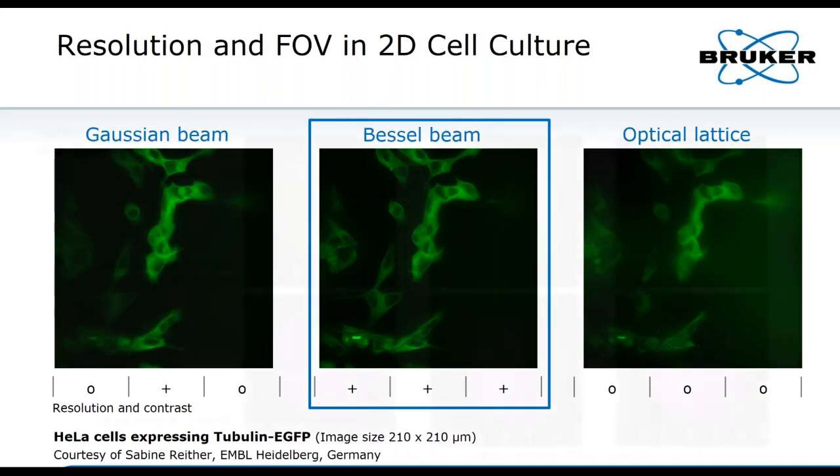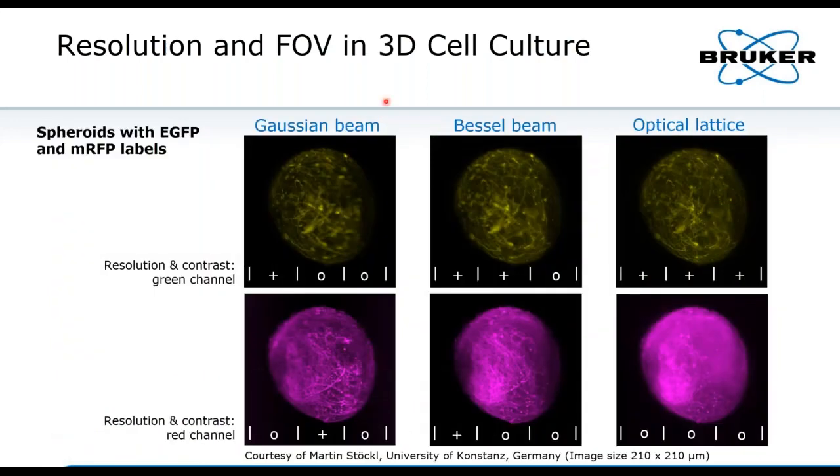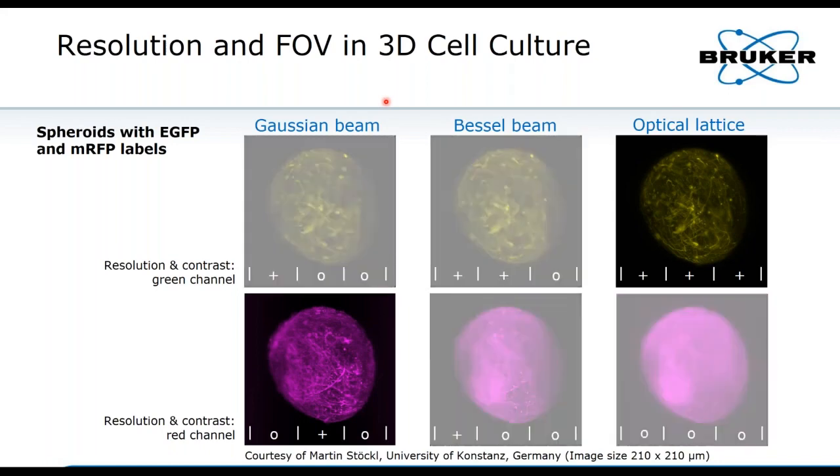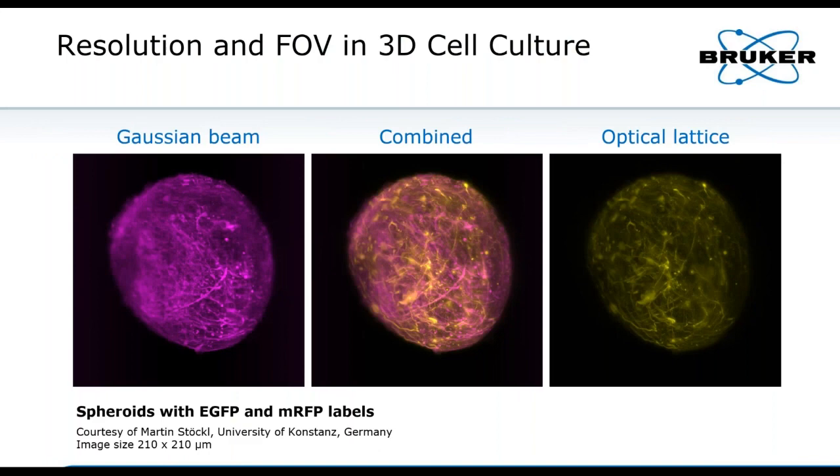In another approach, again very pragmatic, we tried this with 3D cell culture. These are spheroids labeled with EGFP and mRFP. And it turns out that when we imaged the two channels sequentially, for the green channel, the optical lattice gave the best results, whereas for the red channel, the Gaussian beam gave the best results. This is a sample provided by Martin Stöckel and Elisa May from Constance University. So at the end, you can very pragmatically combine the Gaussian beam in one channel and the optical lattice to get the best multicolor view of your sample.